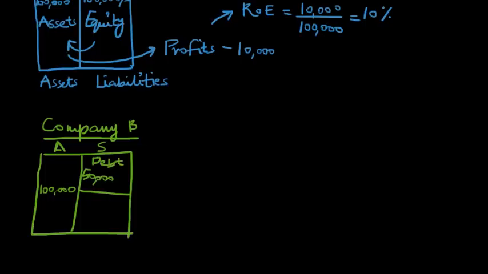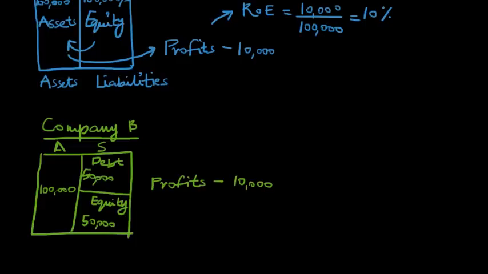And so what remains to fund its 100,000 rupees worth of assets is the equity figure, which is the remaining 50,000. Now assuming that the profits that company B earns are the same, which is 10,000 rupees, right?